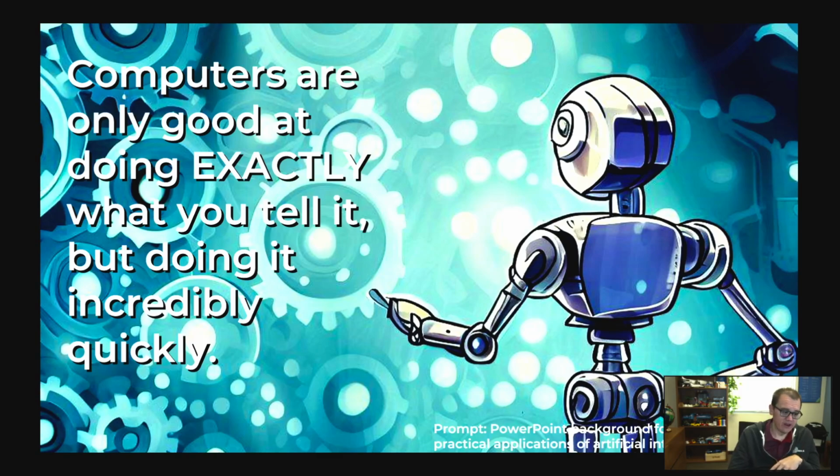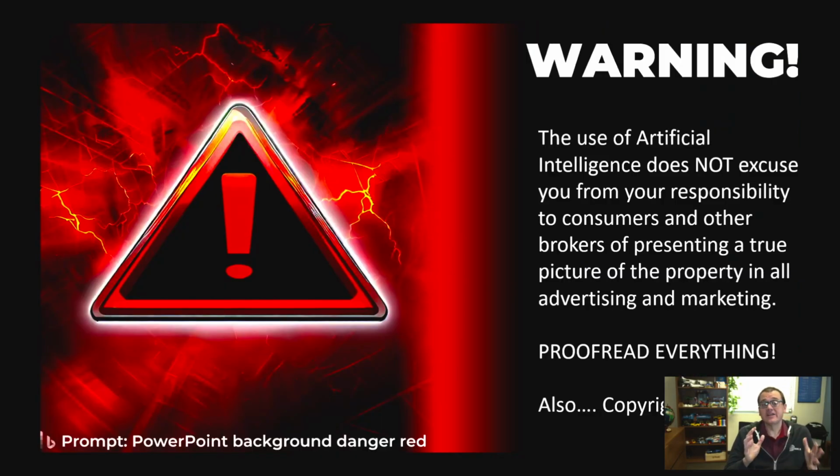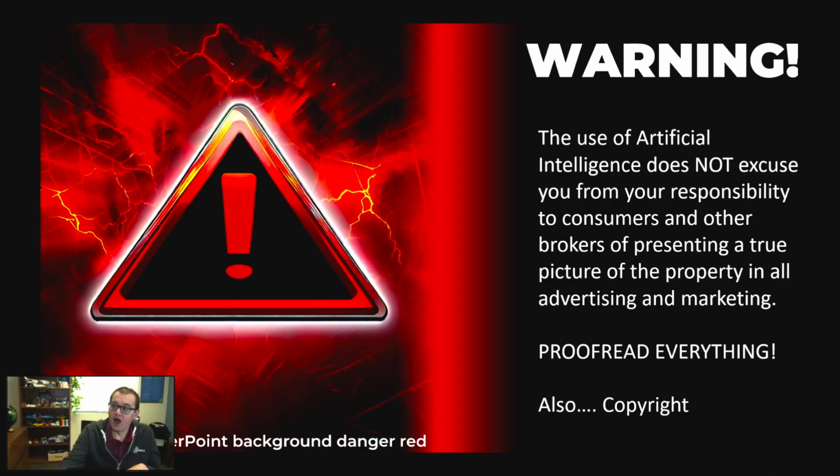So you'll see that here in a little bit. Now, before we get into that, I do have to stop for a moment and throw a wet towel on some things here. The use of artificial intelligence does not excuse you from your responsibility to consumers and other brokers of presenting a true picture of the property in all advertising and marketing. Absolutely, you need to proofread everything that comes out of ChatGPT or any other AI that you're using.